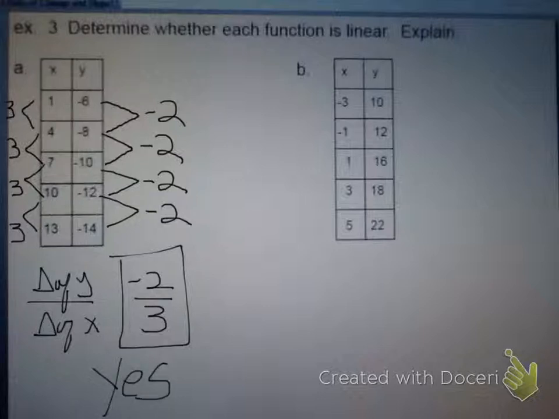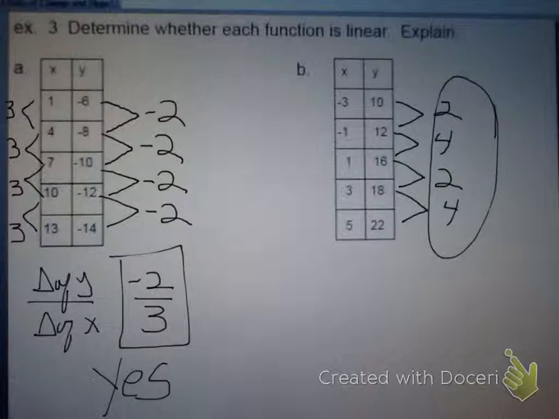Let's look at example B. 10 to 12, we added 2. 12 to 14, we added 4. 16 to 18, we added 2. 18 to 22, we added 4. We can stop right here because they have to be the exact same thing. So this is not a linear function. And not linear means it will not make a straight line.